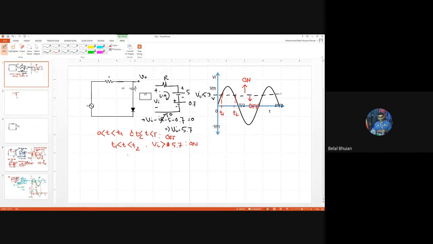So first of all, when the diode is on, we're going to determine the input-output relationship. Five, 0.7. So for the on relationship, what is V naught? 5.7. And for the off relationship, let's redraw the off circuit.